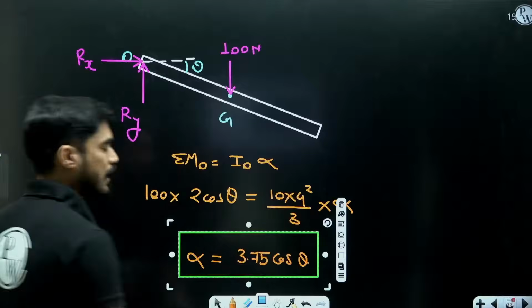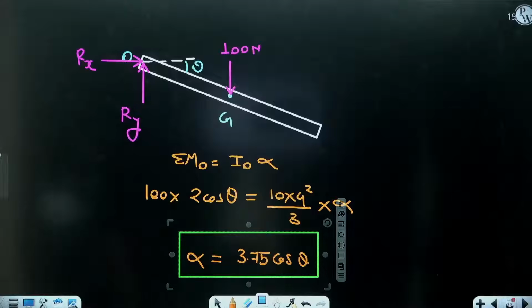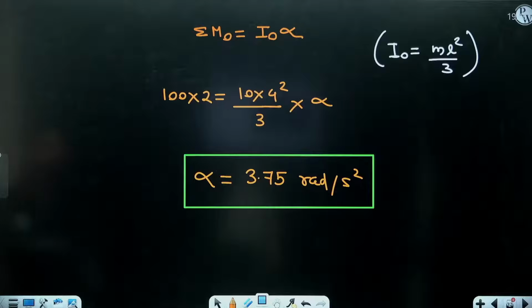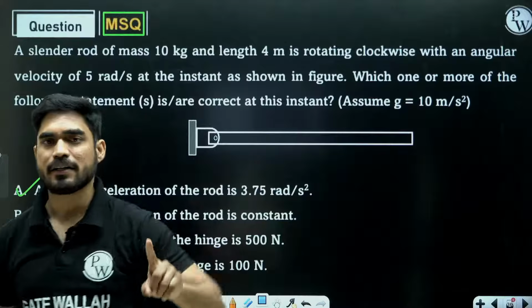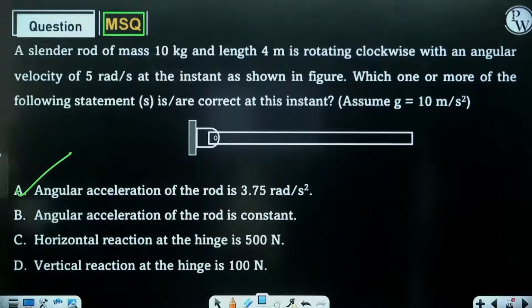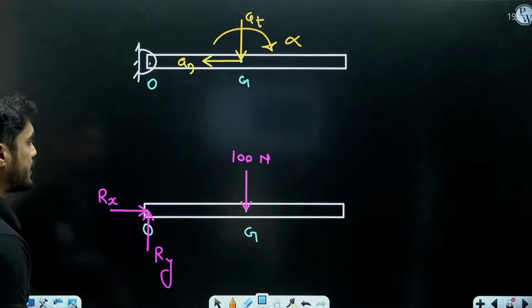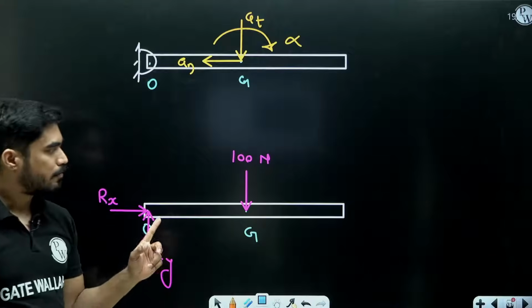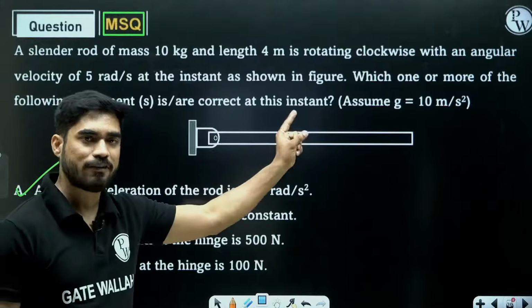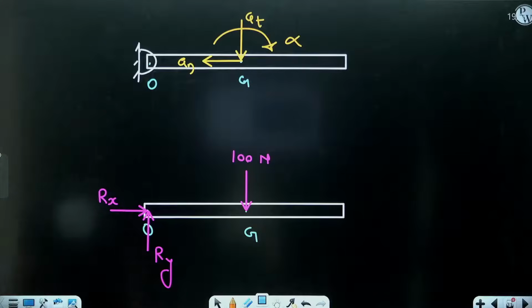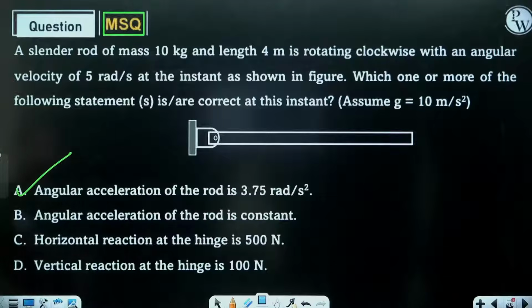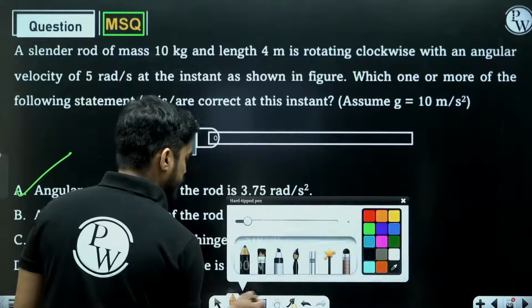So what does this mean? It means that alpha is a function of theta. It will not remain constant. Remember this, whenever you have a question of a rod, alpha is never constant. Alpha is a function of theta, so if theta changes, alpha also changes. If theta is 0 degree, alpha will be different. If theta is 30 degree, alpha will be different. If theta is 90 degree, alpha will be different. So beta, here alpha is not constant. So this second statement is incorrect.